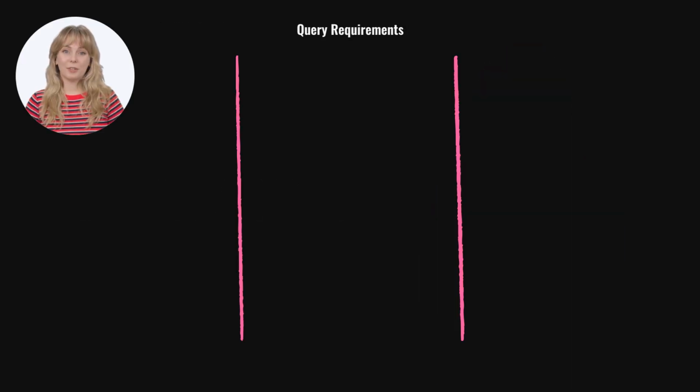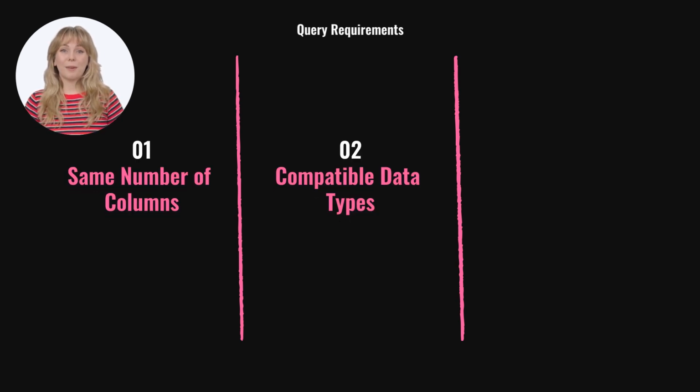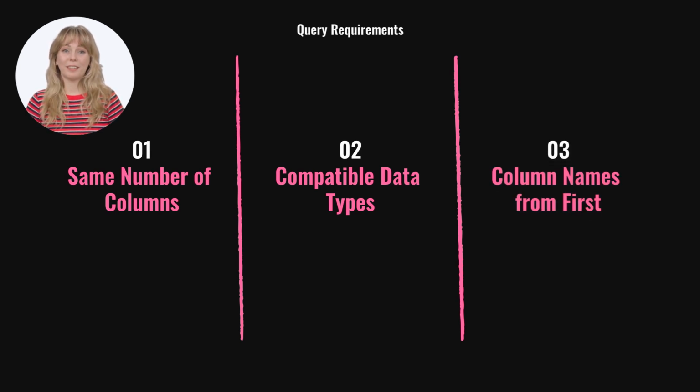Select queries in Union or Union all must return the same number of columns with compatible data types. The column names in the result set derive from the first select statement. This ensures consistency and prevents errors, crucial for accurate data integration and reporting in SAP HANA.